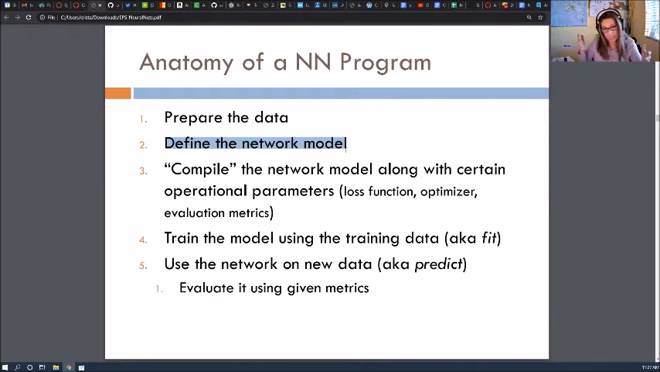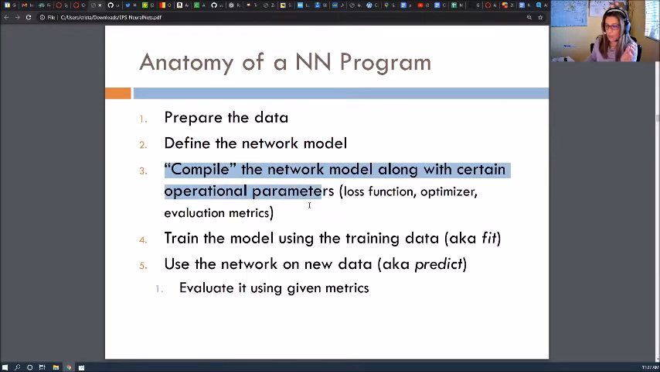Then once you have the network model, you say, okay, it has these many layers with these many neurons in between and stuff like that. Then there's a step of compiling the network model along certain operational parameters. This is the part where these compiler-like tools kick in, taking the specification of the network model and compiling it to the best possible way of laying that out on whatever computer architecture you have. It also has to do with the loss function, optimizers, evaluation metrics, and stuff like that.